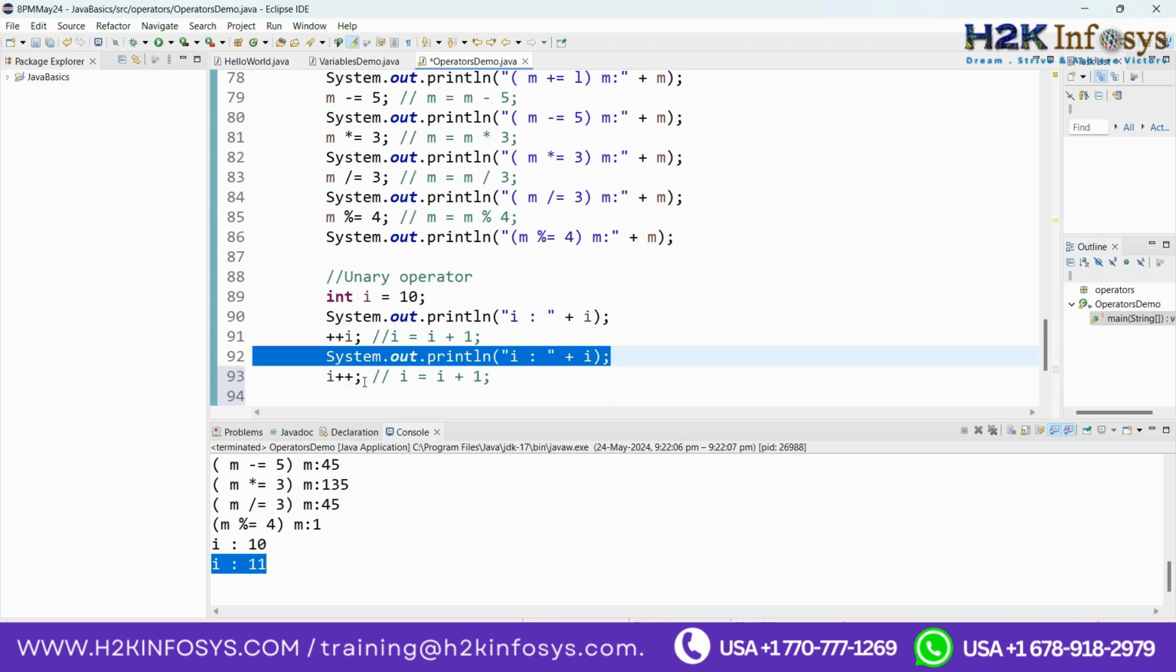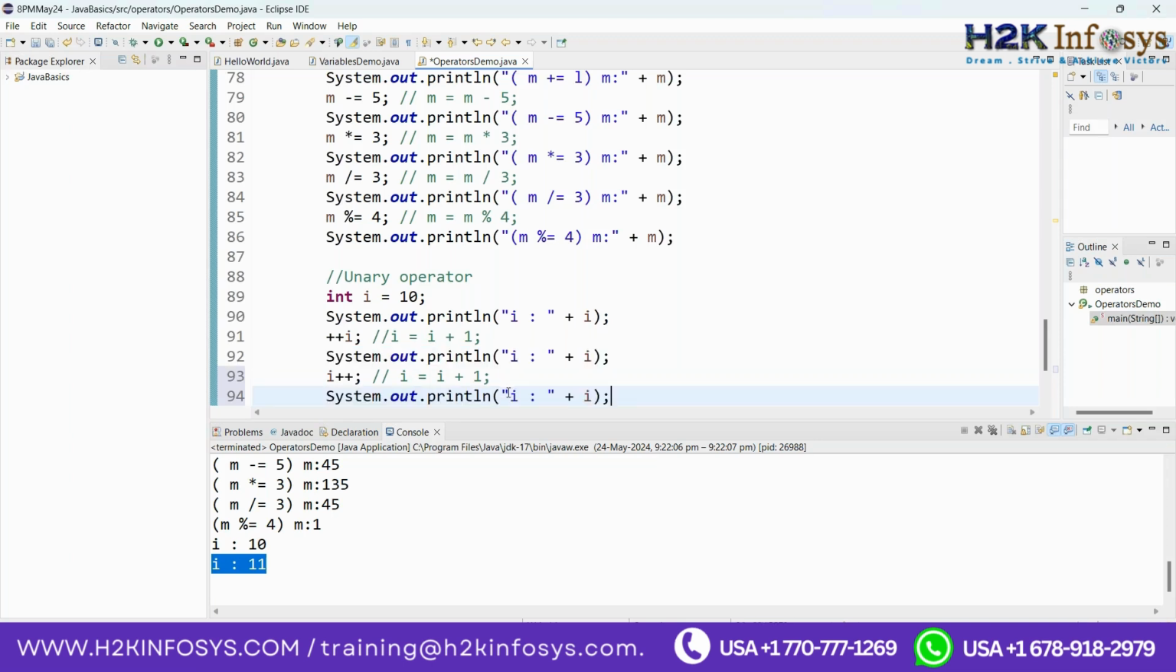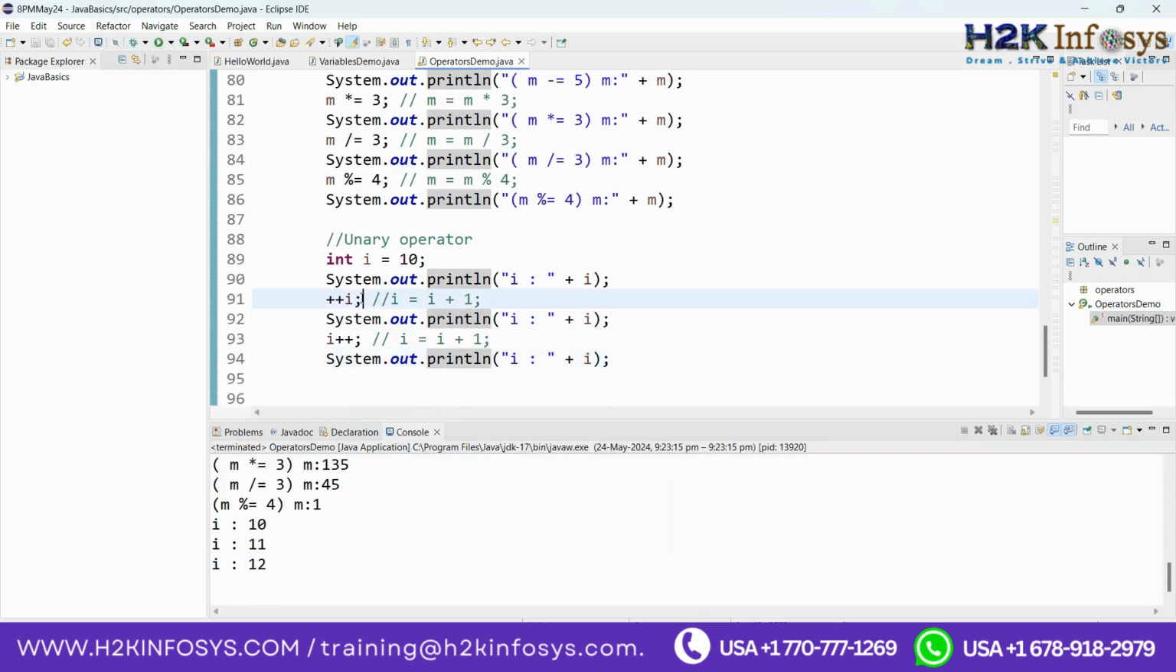Whenever you apply these individually, you don't see any difference. So now your I value will be 11? No, 12. Your I value became 11 here, correct? Don't always stick to the old value. Look at the latest expression, then you will know. Here your I value became 11, so 11 plus 1 is 12. Now you see 12. Simple.